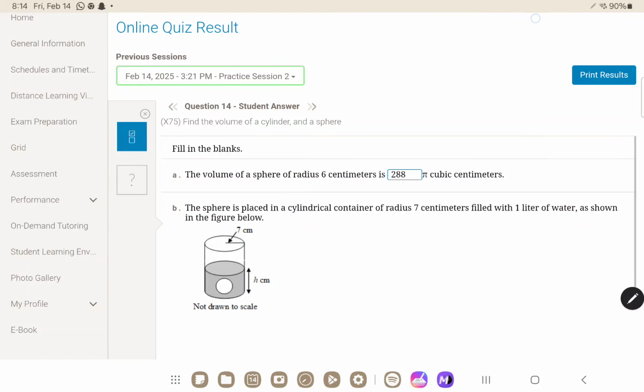Now the volume of the sphere, radius 6 centimeters, is something. Let's find it, because we know the formula for the volume of a sphere is 4 over 3 pi r cubed. Here it's cubed. So it's 4 over 3 pi, we're going to keep it as pi, times r cubed, which is 6 cubed. Once you put that in your calculator, you should get the correct answer: 288 pi.